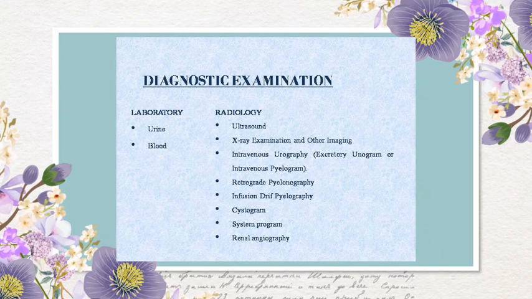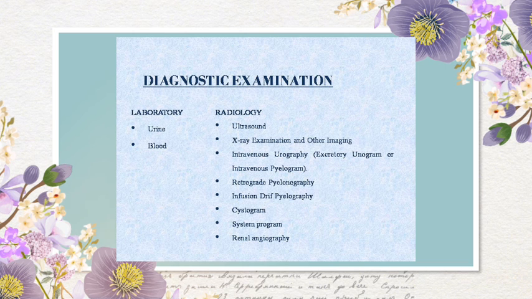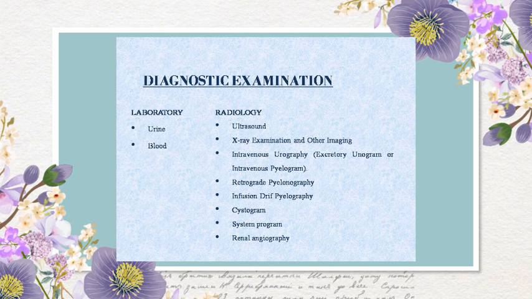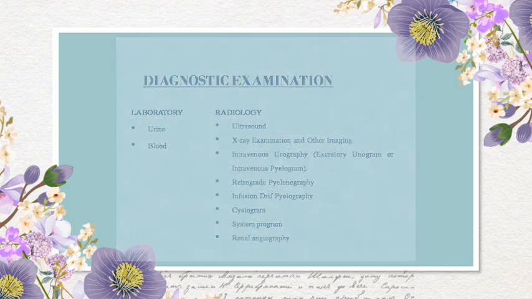There are many kinds of diagnostic examinations in the urological system. There are laboratory examinations like urine and blood, and radiology like ultrasound, X-ray examination, and other imaging, intravenous urography, retrograde pyelography, infusion drip pyelography, cystogram, cystoscopy, and renal angiography.